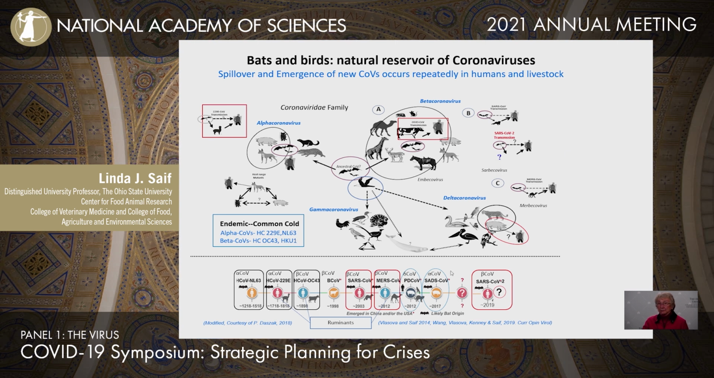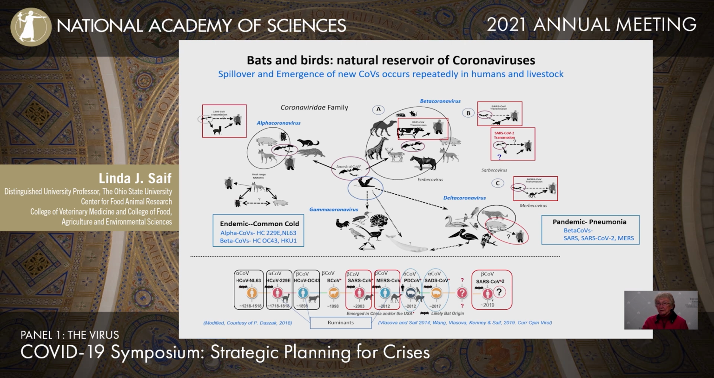So then going on to the Sarbecoviruses and Merbecoviruses, we have the SARS coronavirus, and then the related SARS coronavirus 2, and then we have the Merbecovirus, the MERS coronavirus. And the chronology here is the SARS coronavirus spilled over from bats through civet cats and raccoon dogs in the marketplace in China in 2003.